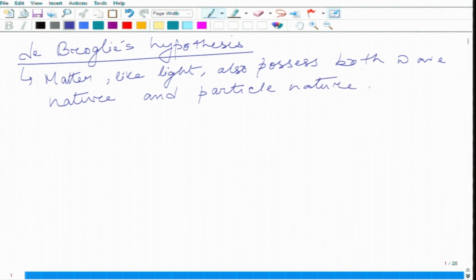So, since light or electromagnetic radiation have both properties like wave and particle, any matter also has both these properties, and the wave nature or the wave form of matter is known as matter waves.